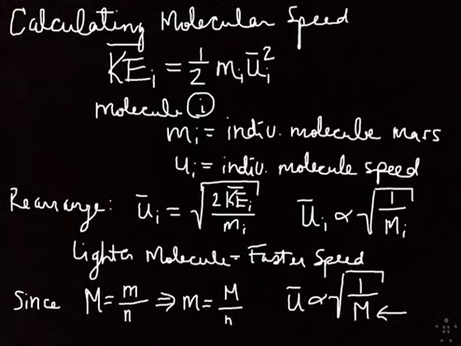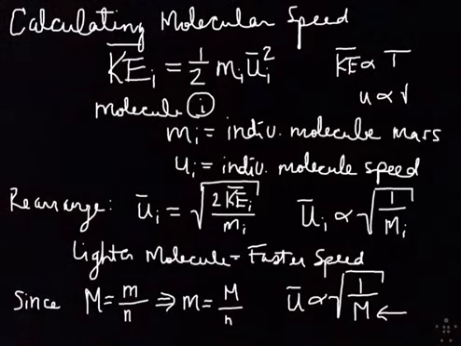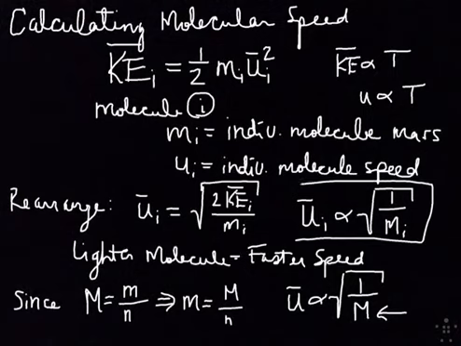And then again, we know that since kinetic energy is directly proportional to temperature, then the speed of a gas molecule is going to be proportional to the square root of the temperature. So temperature goes up, speed goes up. And it's inversely proportional to the mass.